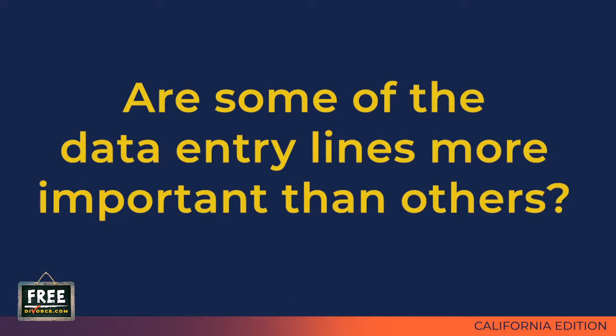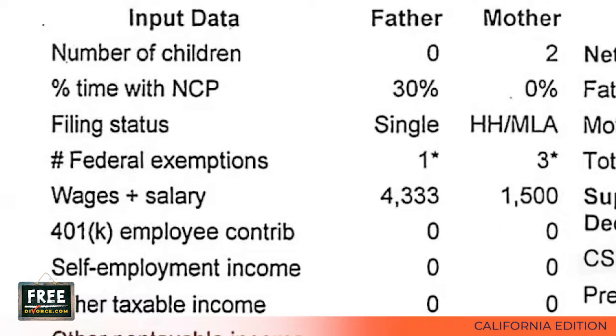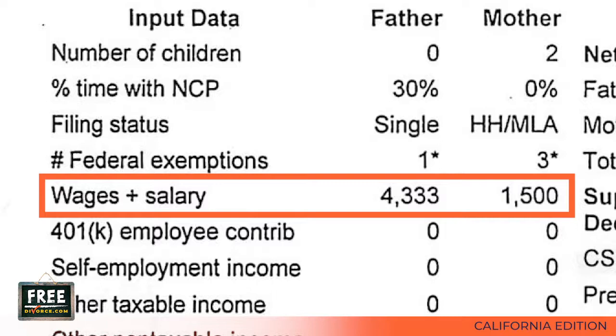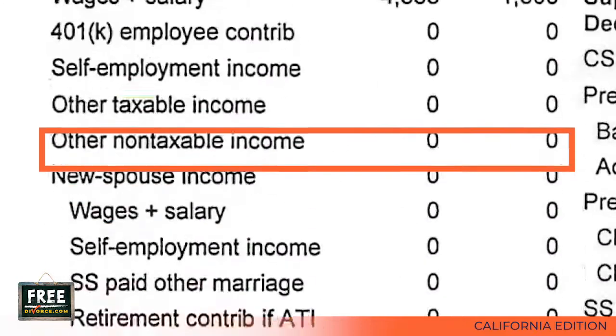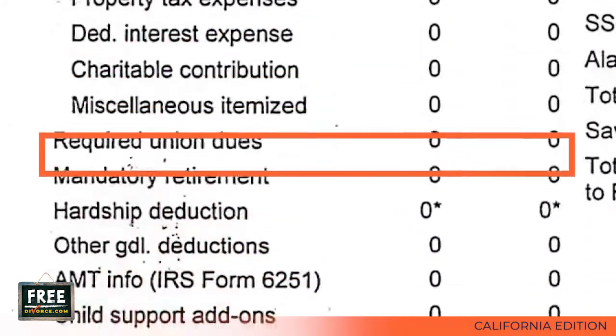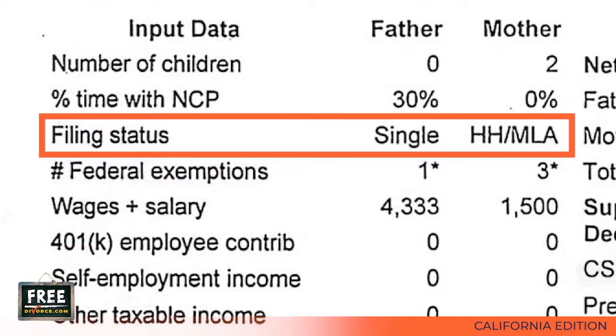Are some of the data entry lines more important than others? Well, each line on which you enter data will impact the spousal support number. Although all data entries impact the calculation, there are a few entries that have the largest overall impact. The amount of income each person has is the most important factor in determining how much spousal support is owed. Although all the entries are important, some of the more important data entries include how much each party pays for health insurance, how much each party contributes to their 401k account, do they have other children from other marriages or relationships living with them, and what is their income tax filing status.